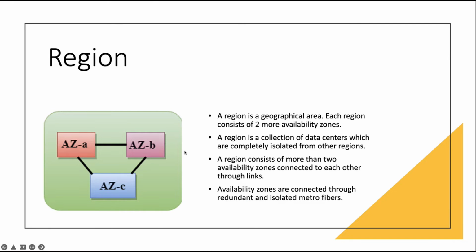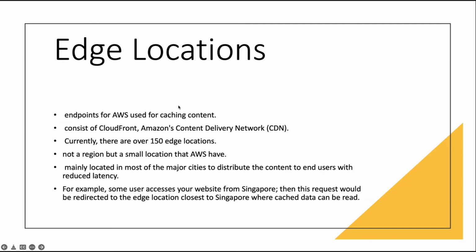What is a region? A region is a geographical area. Each region consists of 2 or more availability zones. A region is a collection of data centers which are completely isolated from other regions. Why? So that in case one region gets flooded, or there is an earthquake or some natural calamity, another region is still there if you have distributed your services across multiple regions. Availability zones are connected through redundant and isolated metro fibers, right? So this is the region where you have multiple availability zones. In every availability zone, you can have multiple different data centers, and these availability zones are connected to each other using fibers.